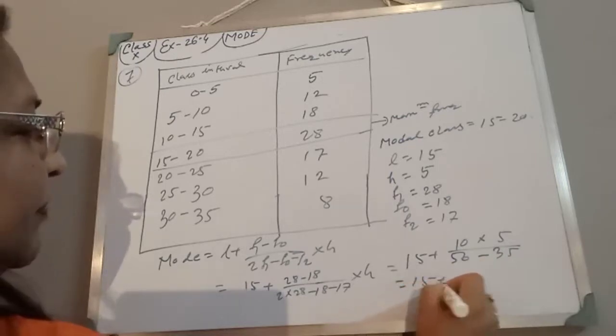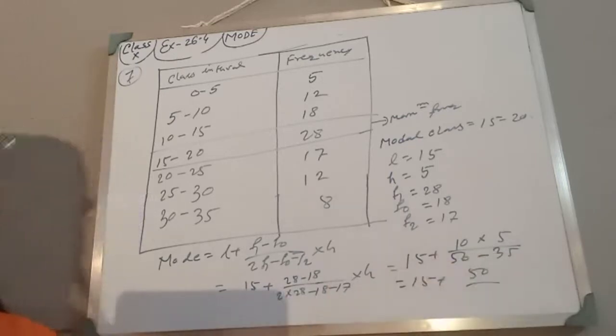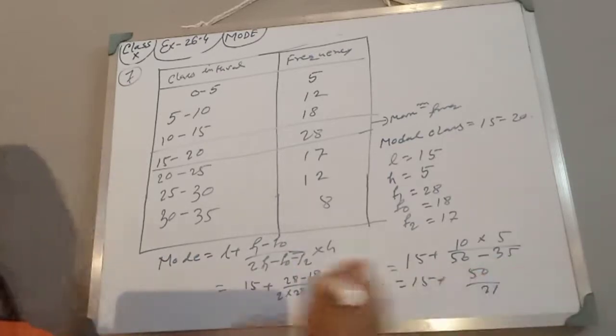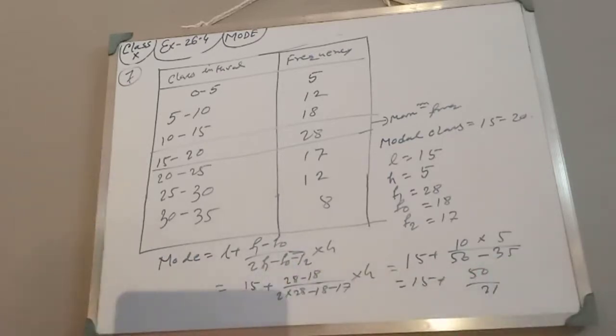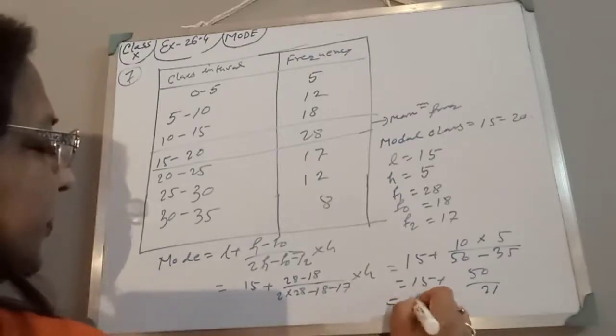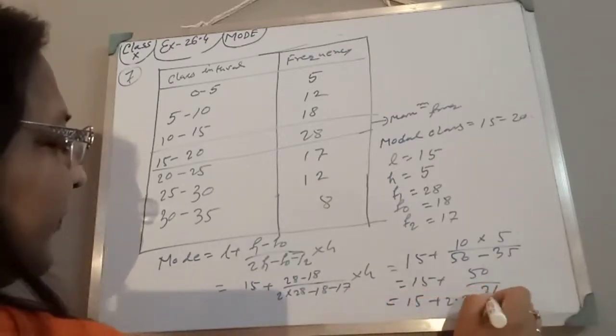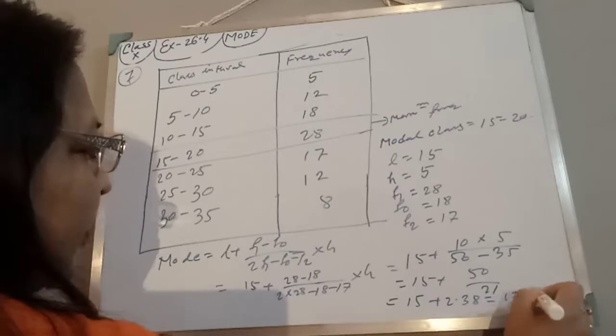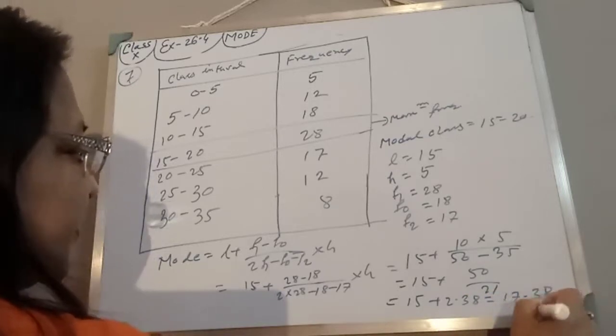Okay, so 15 plus 50 by (56 minus 35), that gives us 21. So 50 by 21, find it, that is 2.38 coming. So it will be 15 plus 2.38, which gives us 17.38 approximate value.